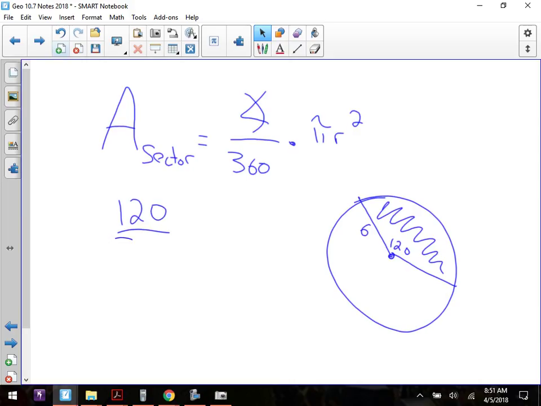120 over 360 times 6 squared times pi. Again, if you don't have the calculator, it works with the pi button. You put everything before pi in the calculator, hit enter, and then write your answer down with pi, and you'll be good. So this would be 36. So you get 12 pi something squared. This is an area, so we have to make sure we label it.